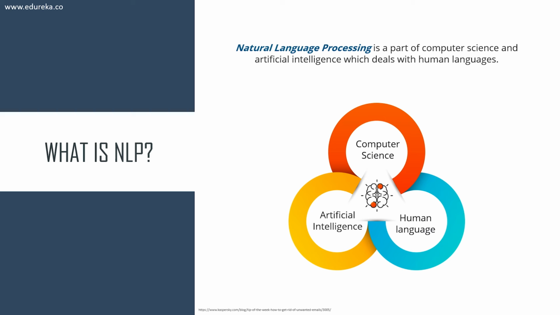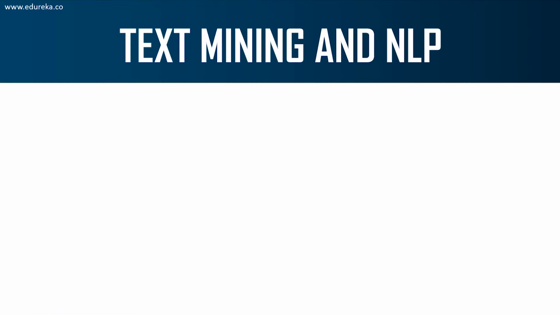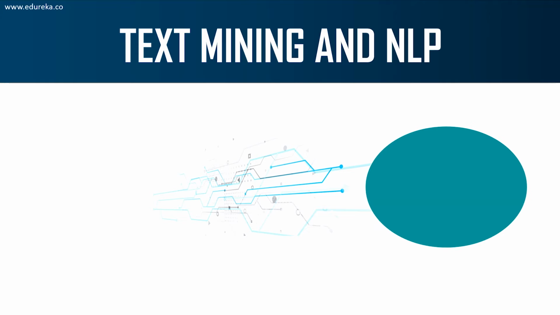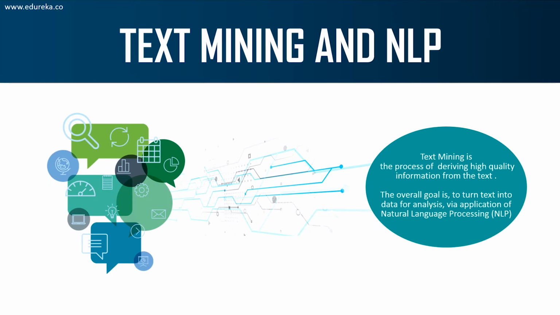For those of you who have studied natural language processing or have heard of it, there is a huge confusion between text mining and natural language processing. Text mining is the process of deriving high quality information from text. But the overall goal is to turn the text into data for analysis by using natural language processing. So basically, text mining is implemented by using natural language processing techniques. Right? There are various techniques in natural language processing that can help us perform text mining. That's how text mining and natural language processing are related.